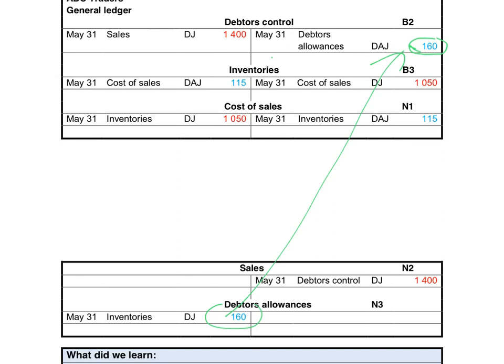Then the goods were returned, so it means that we have more inventory available, so we will debit our inventory account. We haven't sold these things now, so we have to reduce our cost of sales, because cost of sales is the cost price of goods already sold. So if goods are returned, it was not sold, and we have to reduce the expense of cost of sales on the credit side.